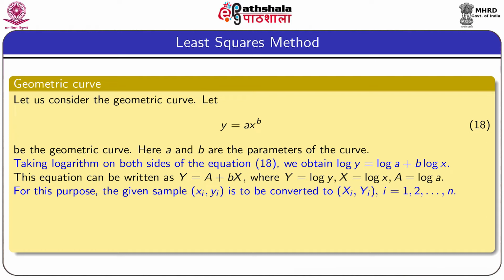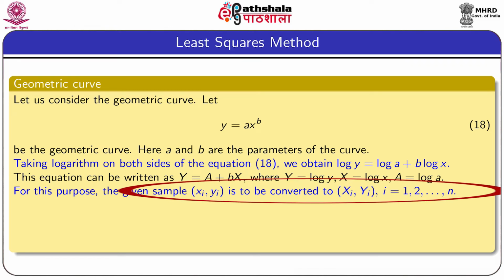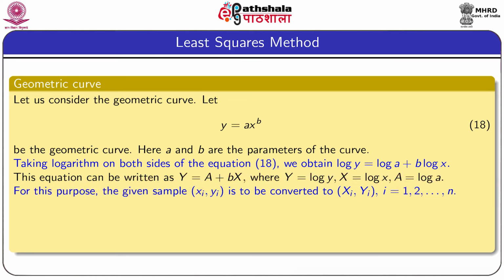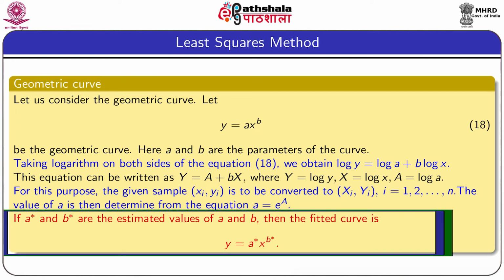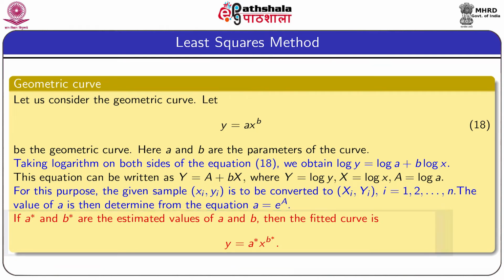For this purpose, the given sample xi, yi is to be converted to capital Xi and capital Yi, because the normal equation contains capital Xi and capital Yi as the sample points. The value of a is then determined from the equation a equal to e to the power capital A. If a star and b star are the estimated values of a and b, then the fitted curve is y equal to a star into x to the power b star. So this is the fitted geometric curve for the given sample points.